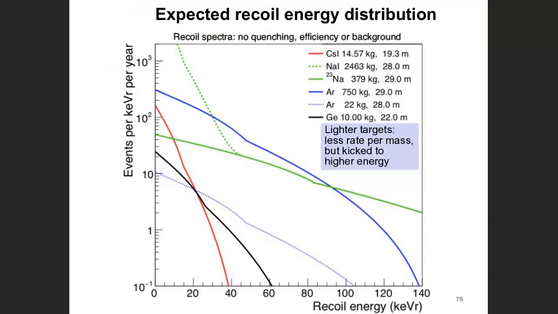So this is the expected recoil spectrum. So this again, it's the ping pong ball hitting the bowling ball. These are the different spectra that you expect. This red is the cesium iodide. That's the heaviest one. You get less kicked to high energy compared to, for example, the sodium, where you get more high energy. This is scaled by mass and distance from the target where we're going to deploy them.